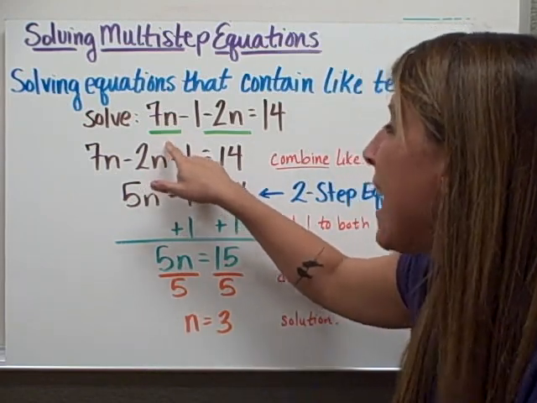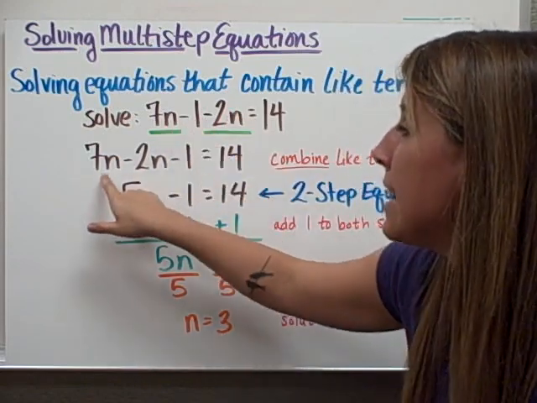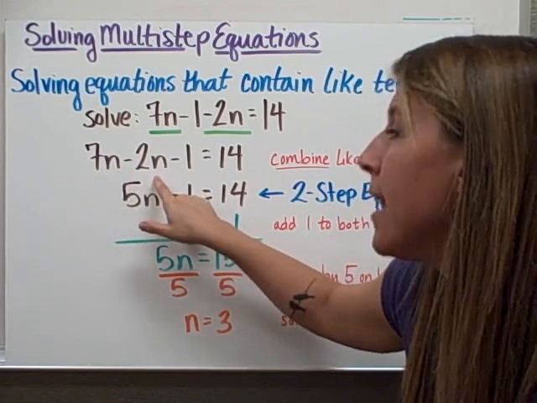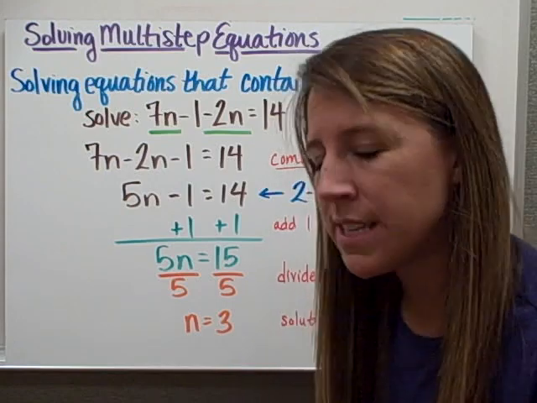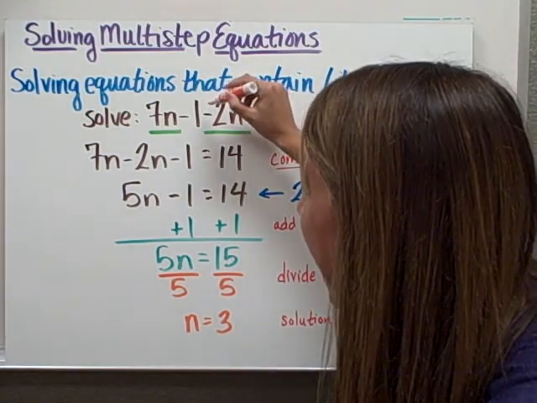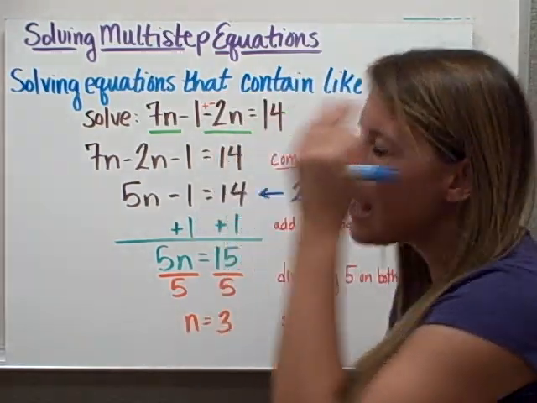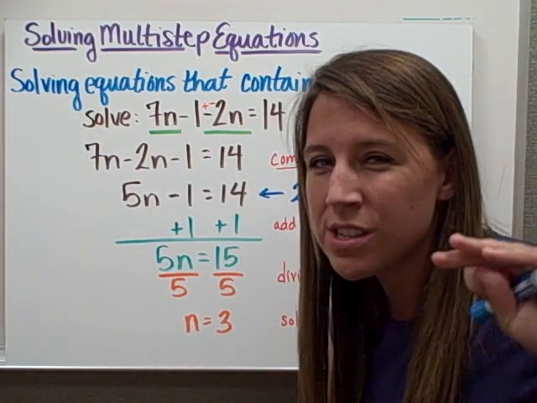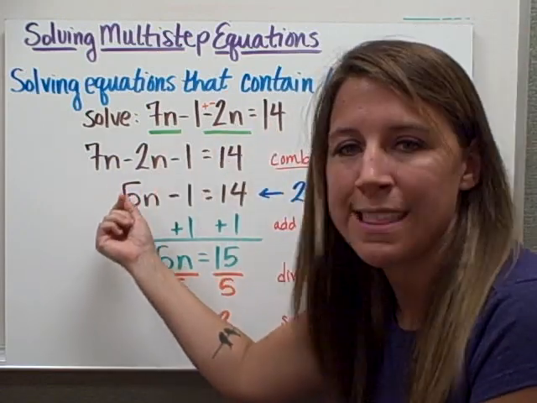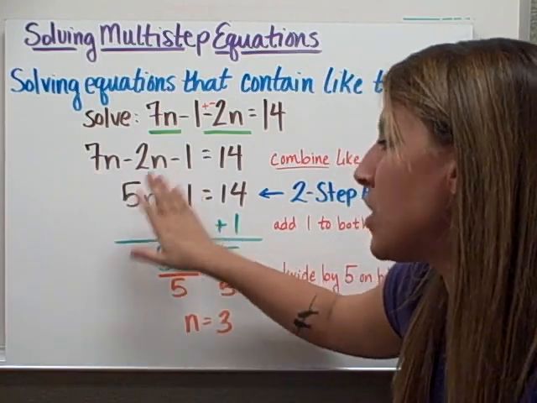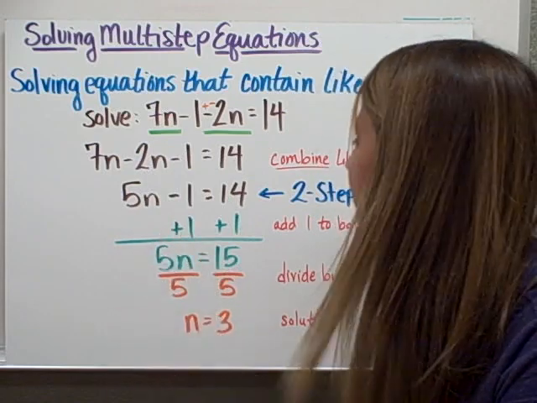I know that 7n minus 2n are like terms, so I can rearrange them and say 7n minus 2n minus 1 equals 14. I can do this because of the commutative property of addition, and I can look at this minus 2n as plus a negative 2n. So I'm keeping that in mind, knowing that subtraction's not commutative, but that addition is, to rearrange them to get them together. Now 7n minus 2n is 5n, and then I have my minus 1, which I cannot combine, equals 14.